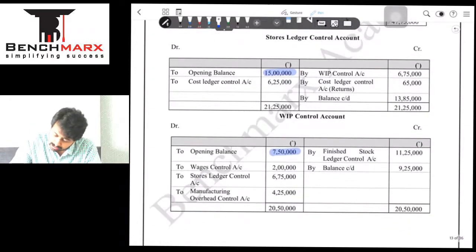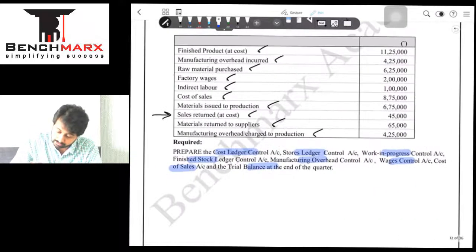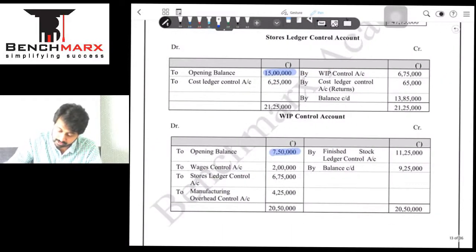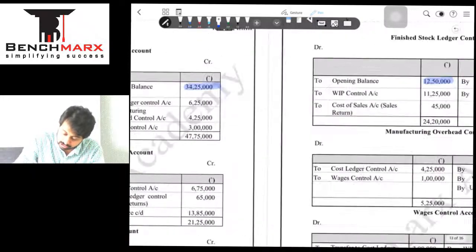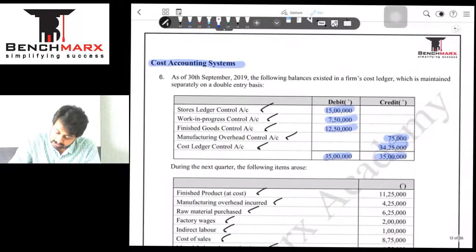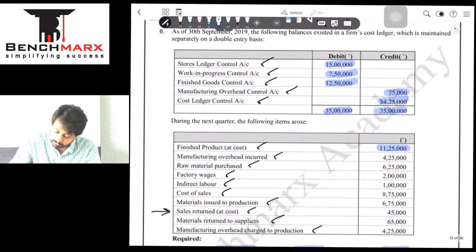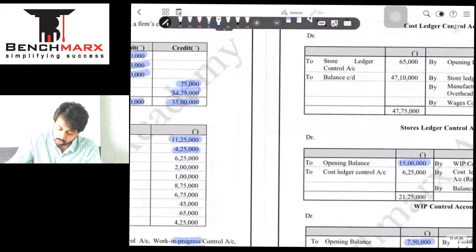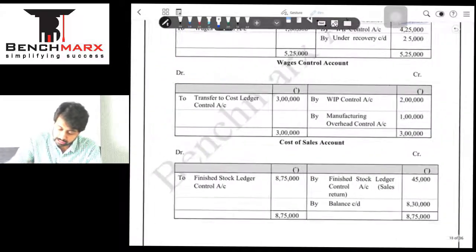So WIP credit is 1125. So 1125 here is one effect, and FG account debit is the other 1125. Two effects are gone. Then you have overheads incurred 425, go to overheads account on the debit side because these are incurred.